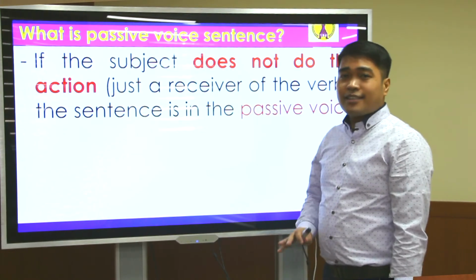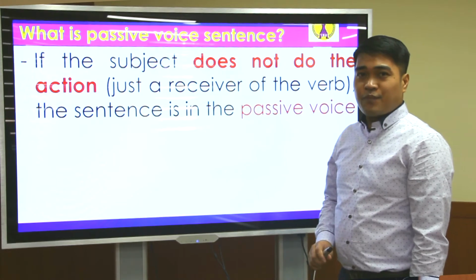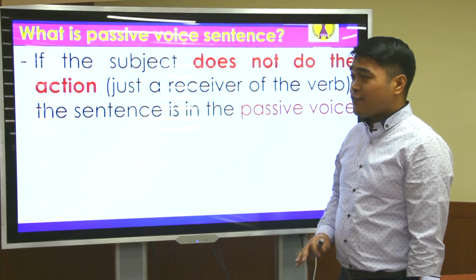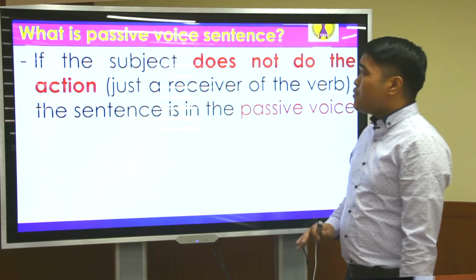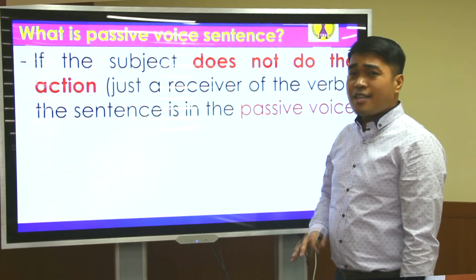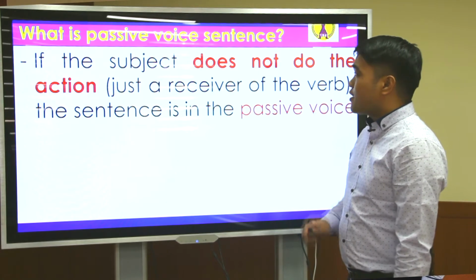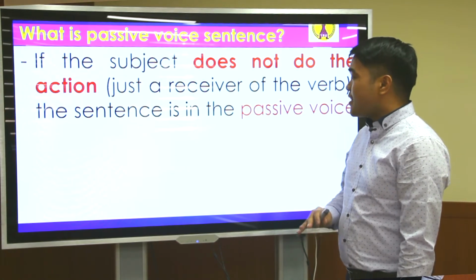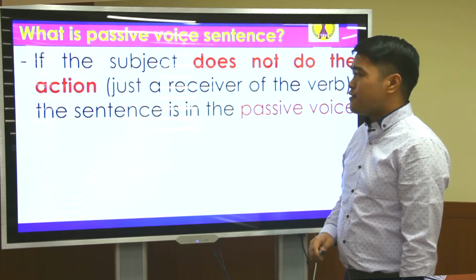If the subject does not do the action. So this is just the total opposite of the active voice. Active voice, subject is doing the action. Passive voice sentence, the subject does not do the action. Rather, the subject is just a receiver of the action. And then the sentence is said to be in the passive form.